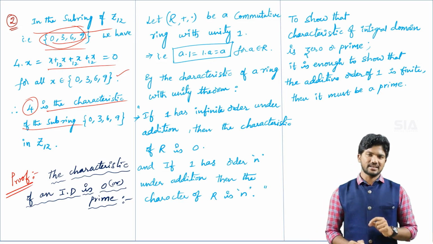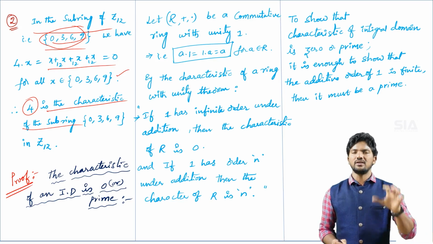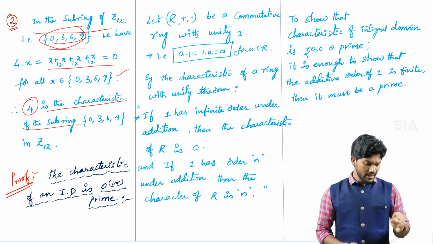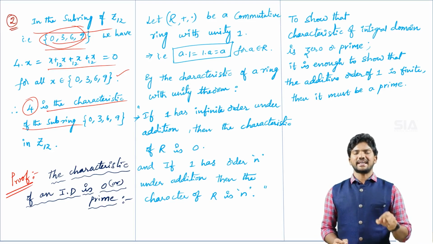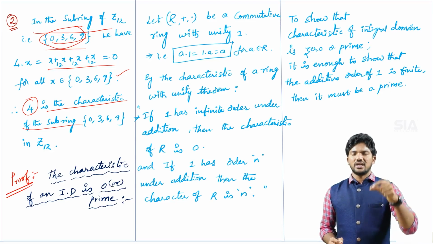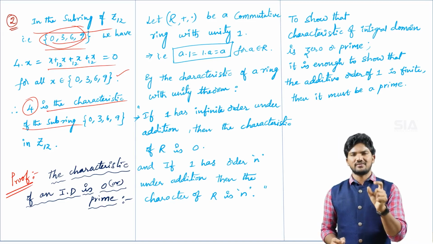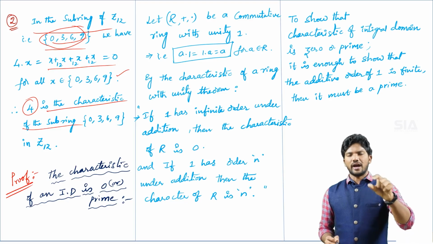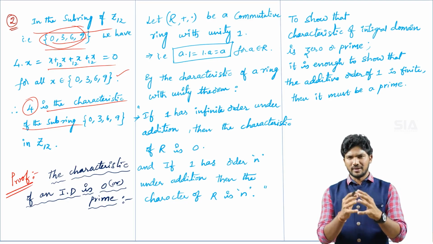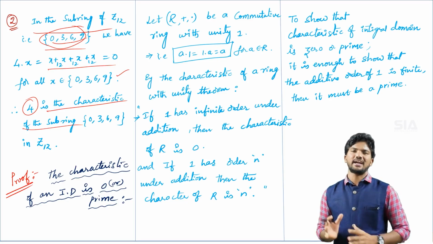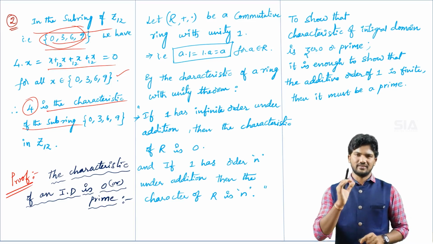In Z suffix 12, this is the characteristic value. Okay, sorry, not characteristic value, this is the characteristic. So in any ring, if you want to find the characteristic, first of all you have to select small x regarding all the elements of the ring. With small x you have to multiply small n, that is the least positive integer. After multiplying n into x, you have to get the addition identity 0. Then that n is called the characteristic of the given ring.